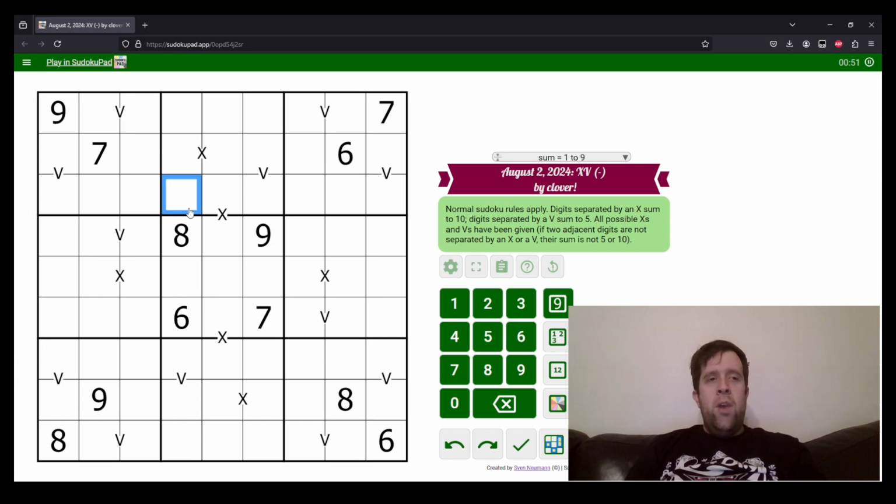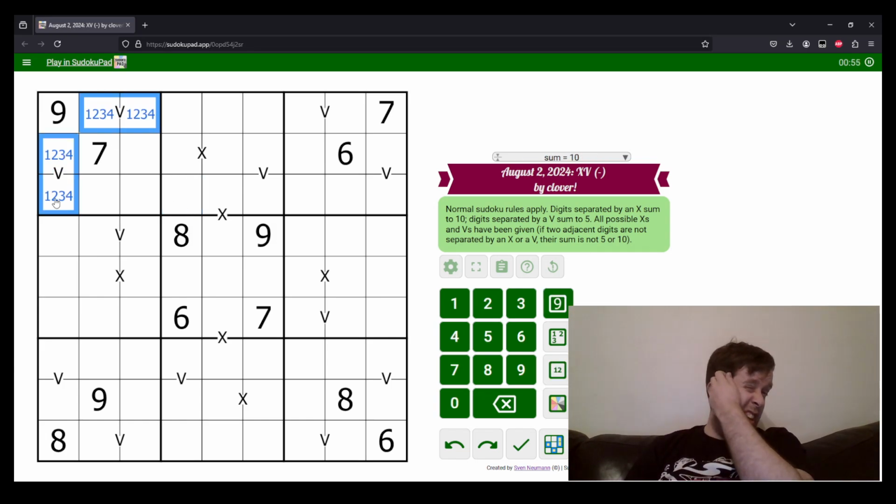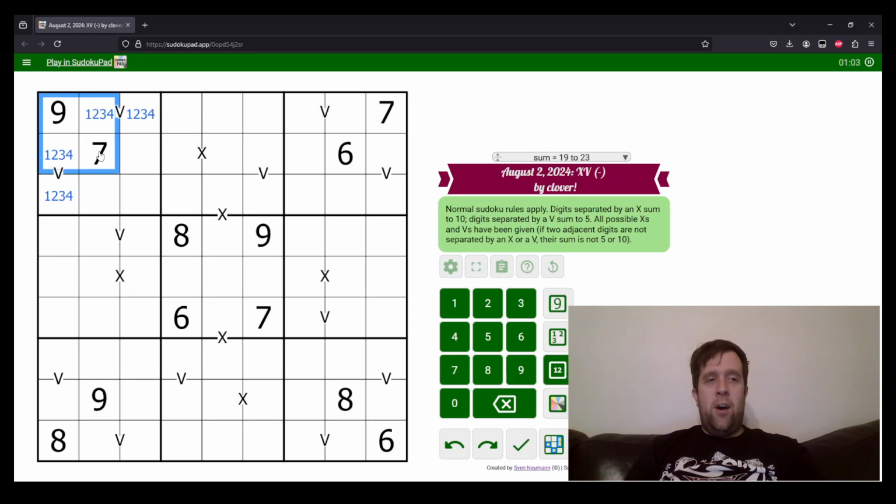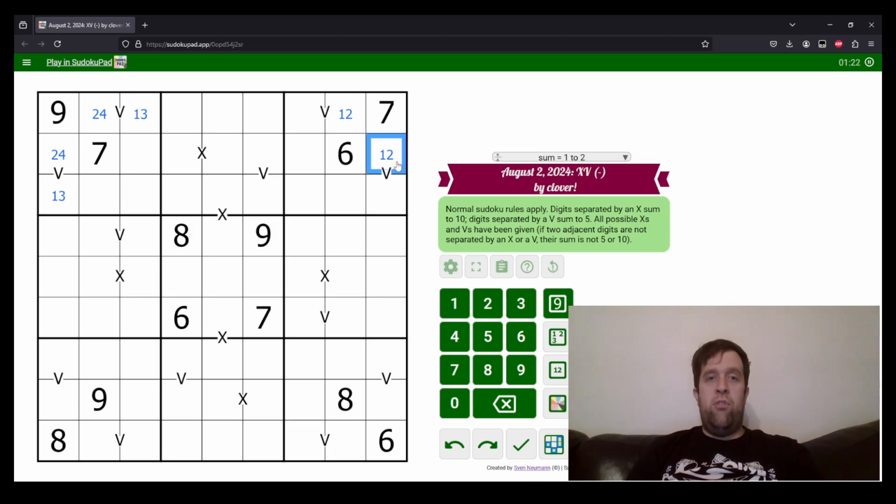All right. So, the digits across a V can only be 1, 2, 3, or 4. But by our negative constraint, these two can't be 1 because we have a 9 there, and they can't be 3 because they have a 7 there. So we can take the 1 and the 3 out, and then because we have a 2-4 pair, we know that that must be 1 and 3. If we go over here, we can do the same thing. These two cells cannot be 4 or 3 because they cannot sum to 6 or 7. So that's 1, 2, 3, 4.